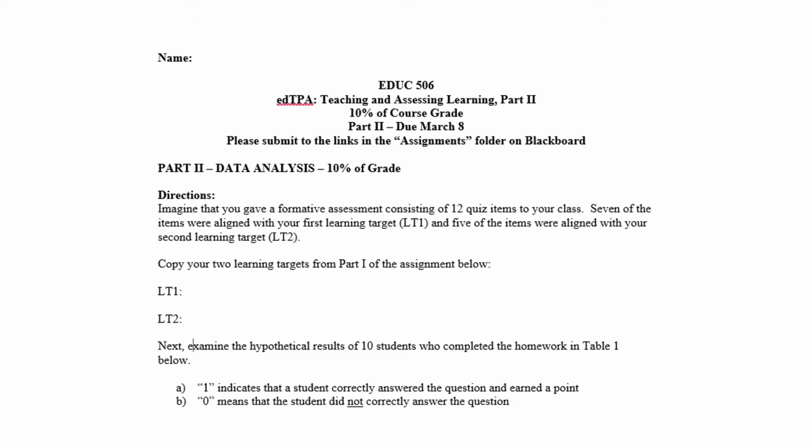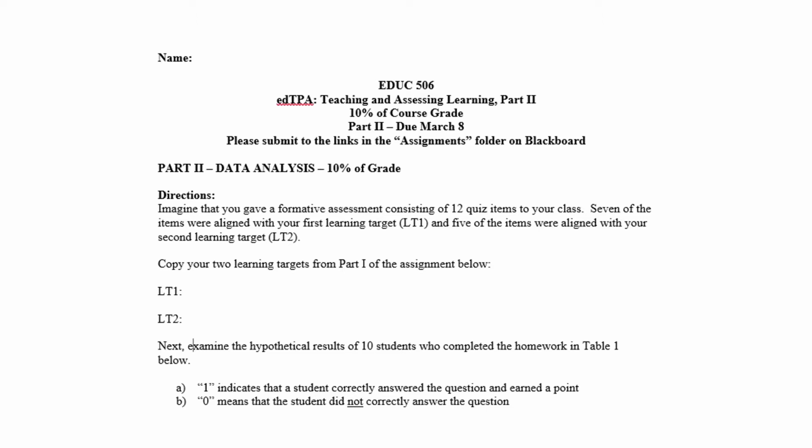Let's read the directions together. Imagine that you gave a formative assessment consisting of 12 quiz items to your class. So you gave a quiz based on your learning targets that you did in part 1. 7 of the items were aligned with your first learning target. We call that LT1. And 5 of the items were aligned with your second learning target, LT2. So understand that it's not the same number of items for each learning target.